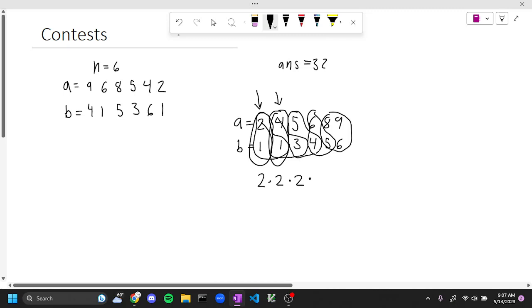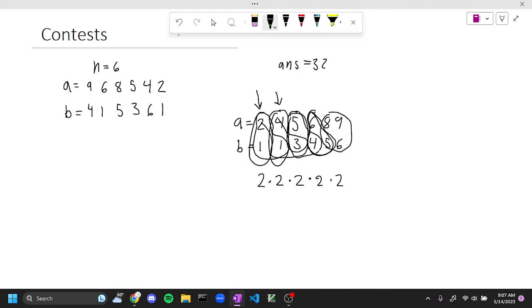Now we check 6. We know that 5 is greater than 3, so it takes up exactly 1 element from B. And so from 6, we can choose 4 or 5 because it's greater than those 2. And then for 8 and 9, we know that both are greater than 6 and 5. So we can just multiply it by 2. And 2 times 2 times 2 times 2 times 2, or 2 to the 5th, is going to equal 32, which is our target output.